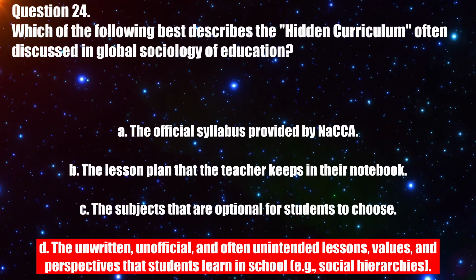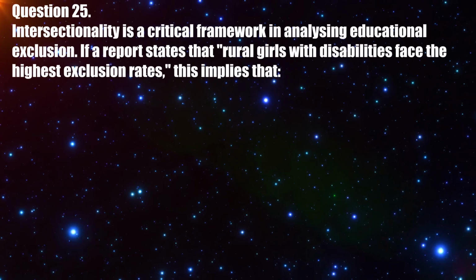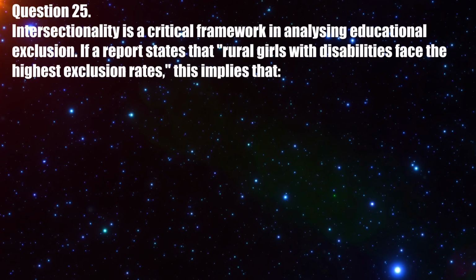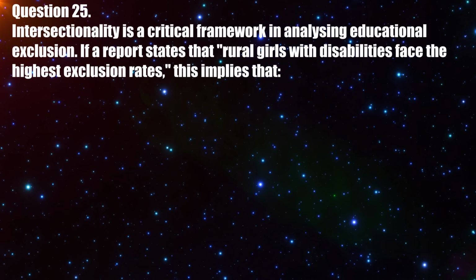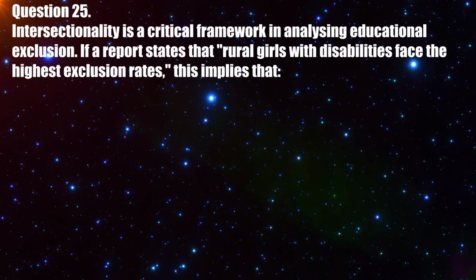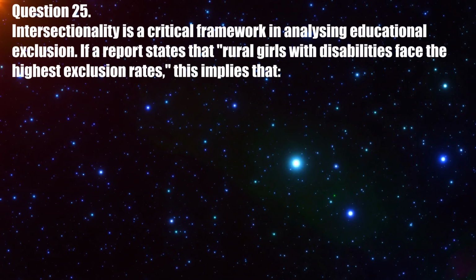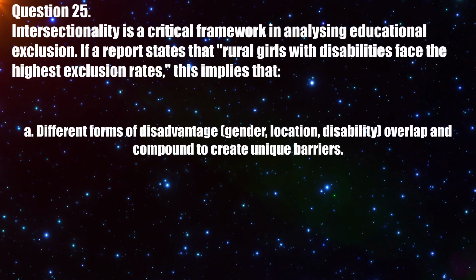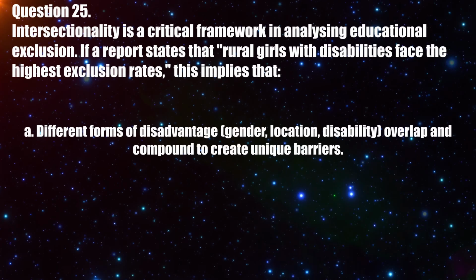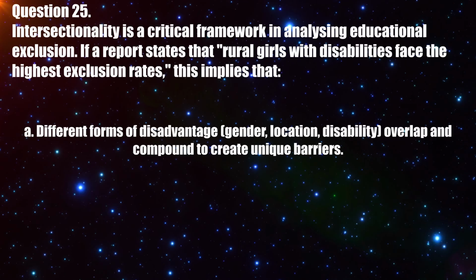The correct answer is D. Question 25. Intersectionality is a critical framework in analyzing educational exclusion. If a report states that rural girls with disabilities face the highest exclusion rates, this implies that A. Different forms of disadvantage, gender, location, disability, overlap and compound to create unique barriers.